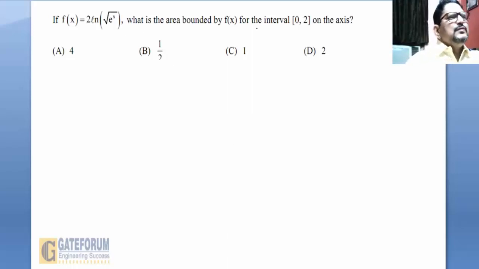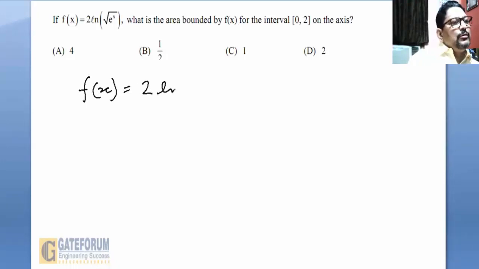But then using a bit of integration on this, because area bounded integration is the easiest way, makes it essentially a one line sum. So why not? Because we all know our calculus. So here is how we would have been doing this sum in GATE. So you see function of x is equal to 2 log root over of e to the power x. Now we need the area with the axis.